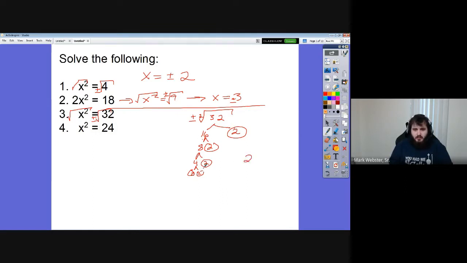So we've got 1, 2, 3, 4, 5 2s. So we want to look for perfect squares. A pair of 2s, well, that's 4. Here's another pair of 2s. That's another perfect square, that's 4. And then this one's stuck by himself, so this guy has to stay inside the radical. So this one stays, and then out here we take the square root of 4. We get 2. We take the square root of 4, and we get 2. So on the outside here, 2 times 2, we get a 4. And then don't forget your plus minus, because that's what we had out here, right? So 4 square root of 2 for number 3.